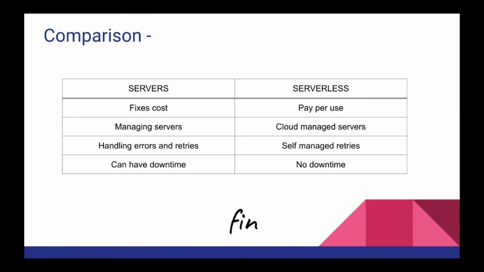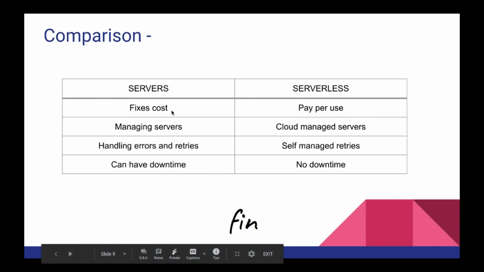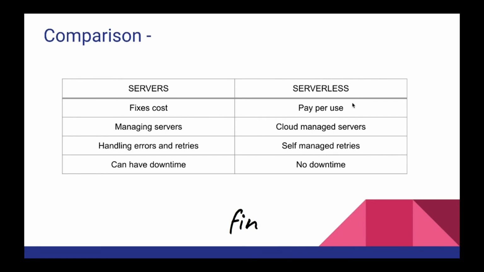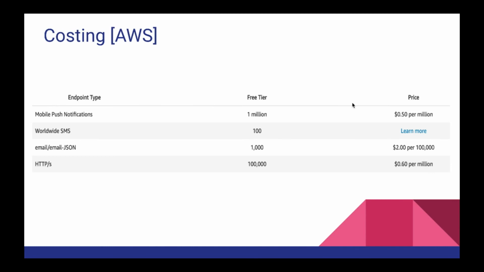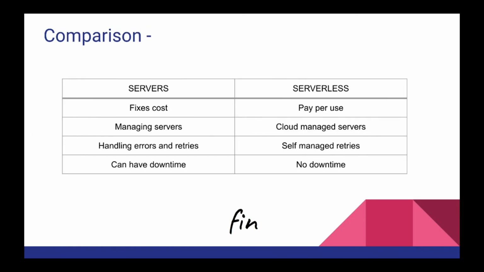So let's just compare and sum up the video. The difference between servers and serverless. Again, this is fixed cost, a typo. Servers will have a fixed cost, and in serverless, we'll pay as much as we use, as seen in the costing. We just need to pay for a number of requests that we make. That is, for 1 lakh requests, we need to pay $2. If we use less, then we need to pay less.